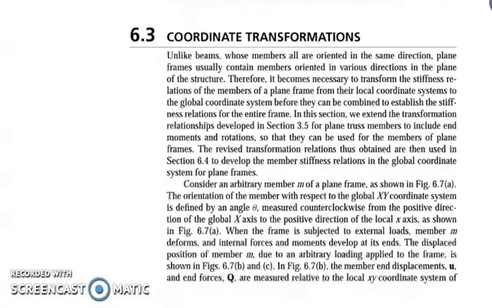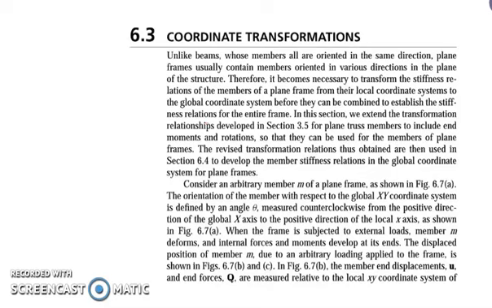Now we move on to coordinate transformation. Since not all members of a plane frame are directed in the same direction, plane frames usually contain members that are oriented in various directions. Therefore, it is necessary to transform the stiffness relations of the members of a plane frame from their local coordinate system to the global coordinate system before they can be combined to establish the stiffness relation for the entire frame.